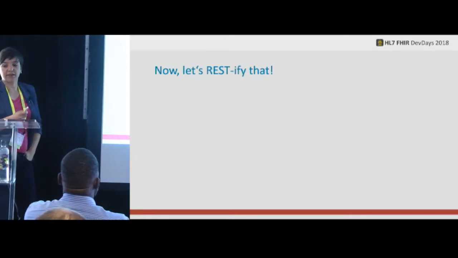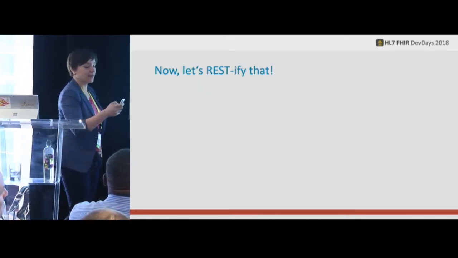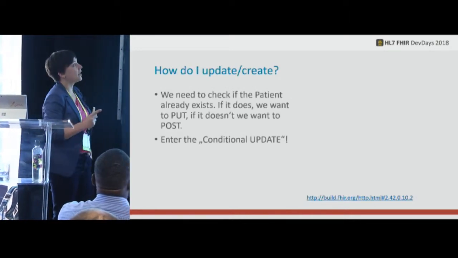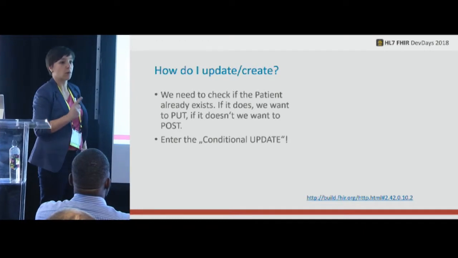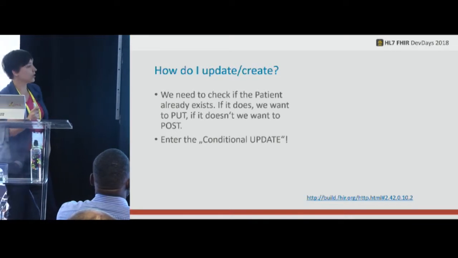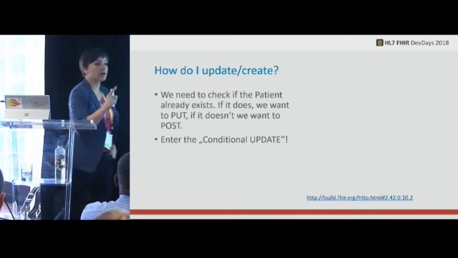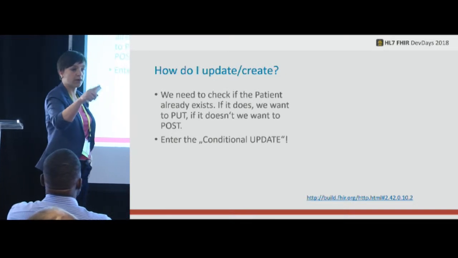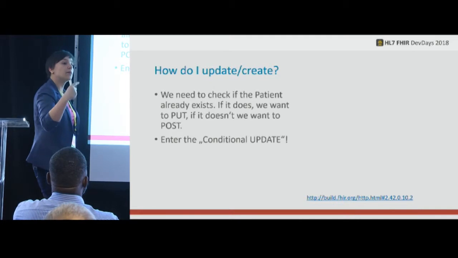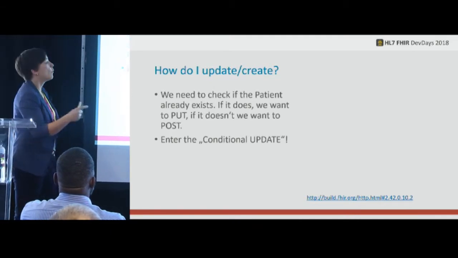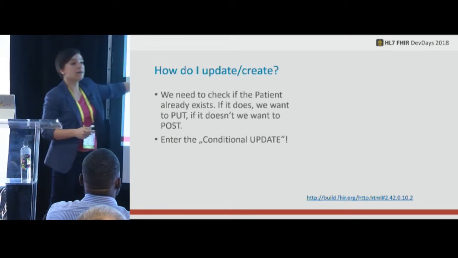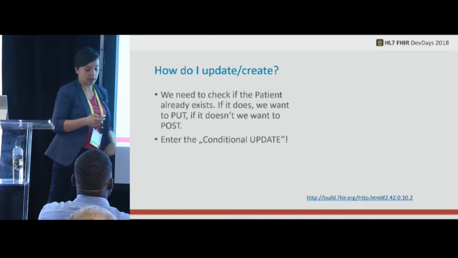So let's express this in a way that the REST API can understand what we want it to do. So the first question is, how do we do this update/create if we don't really know what we want, depending on whether the patient already exists or not? What we'd usually do is perform a query on the server asking for this particular patient, probably by identifier or something, and then decide, depending on the number of results that we get, whether we want to update or create. But we can do this in one interaction thanks to the conditional update.